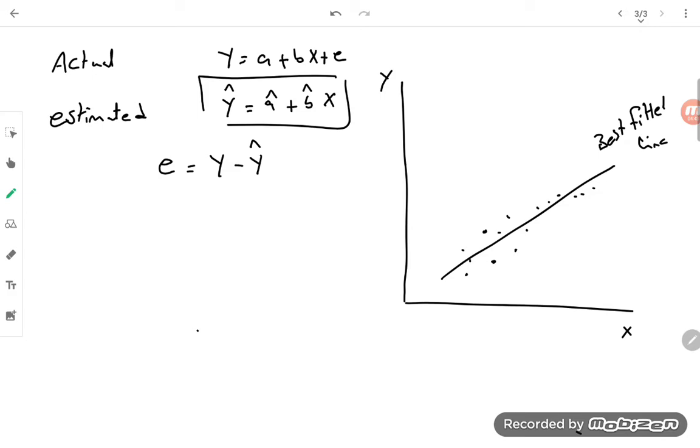The difference between the actual and the estimated value is the error term. It has positive values and negative values, so the summation of error will be 0, as positive values are going to offset the negative values.